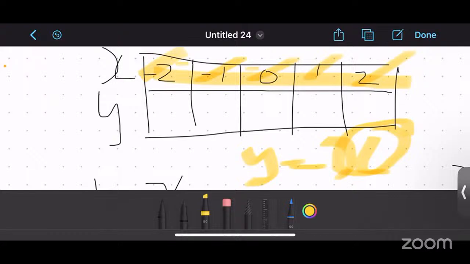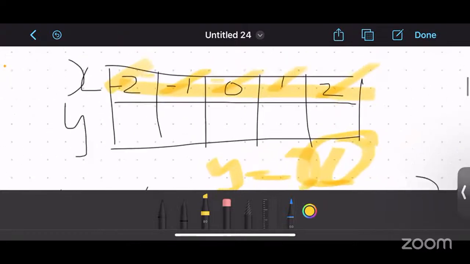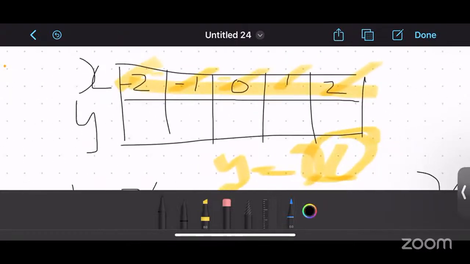Do you get it? Ma'am, what do we replace? For the x, how do we replace it? What? Mm, the formula is y is equal to x.